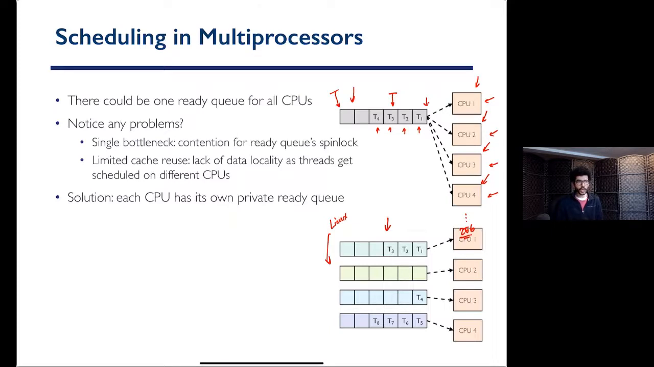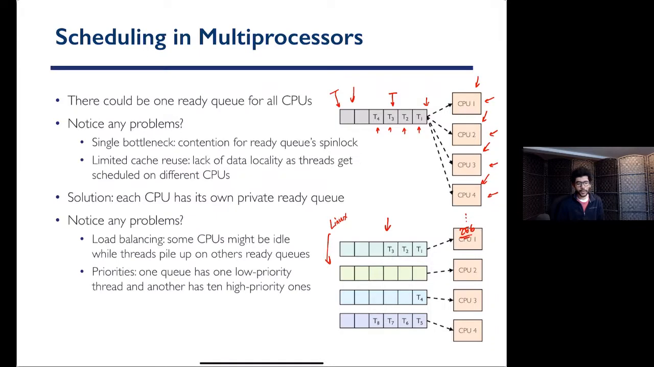Anyhow, now this is good. There is no lock contention with this one, but there is now a problem of load balancing. As you can see in the example on the slide, CPU 1 has 3 threads, CPU 2 has an empty ready queue, CPU 1 is busy but CPU 2 is idle, and CPU 4 has 4 tasks. So if I do this, then somehow I need to load balance between these queues.